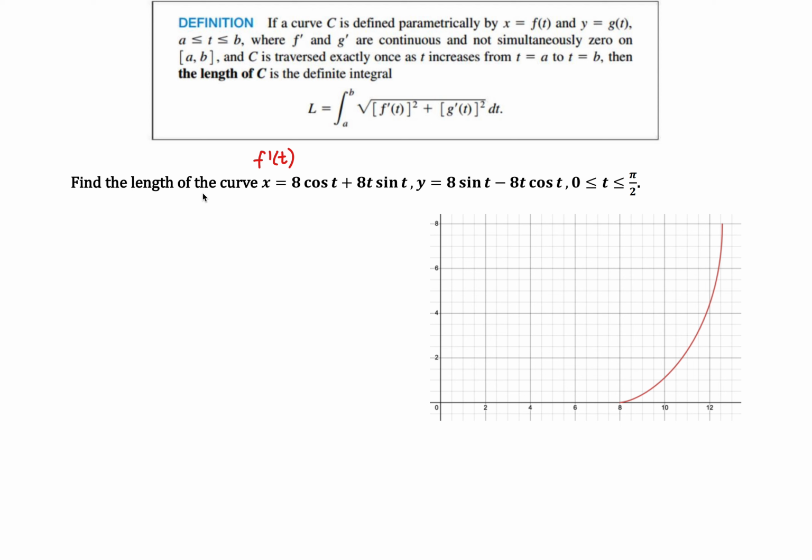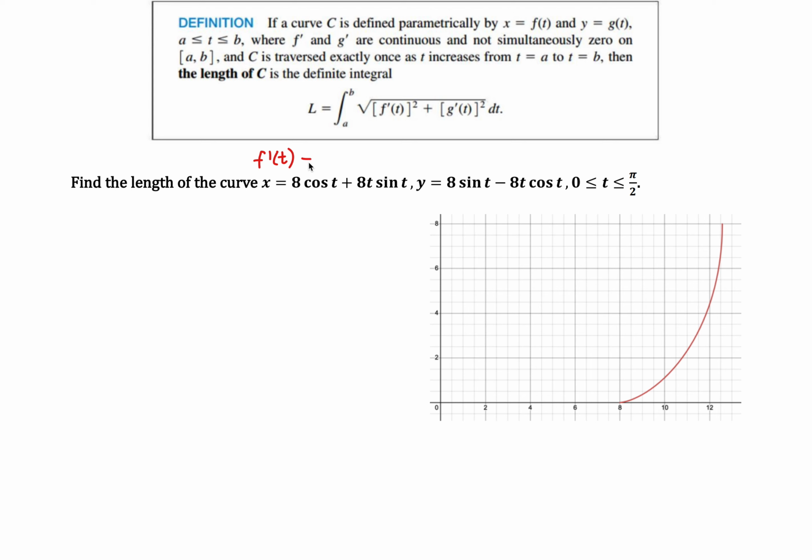So we're given, I'm jumping ahead of myself, find the length of the curve. X equals 8 cosine t plus 8t sine t. Y is 8 sine t minus 8t cosine t. And then the interval is going to be from 0 to pi over 2. And I have a picture of it here. The curve is in red. So let's go ahead and differentiate here.